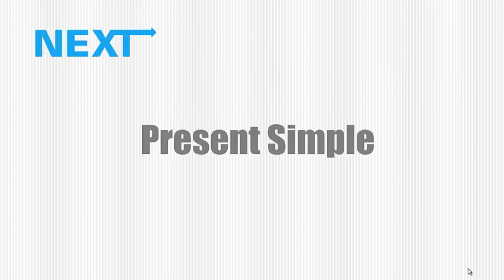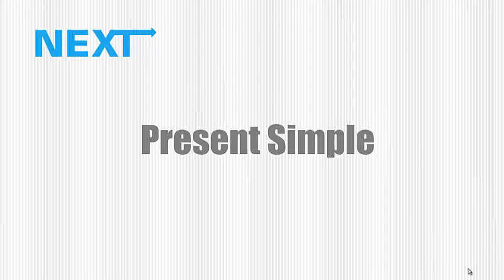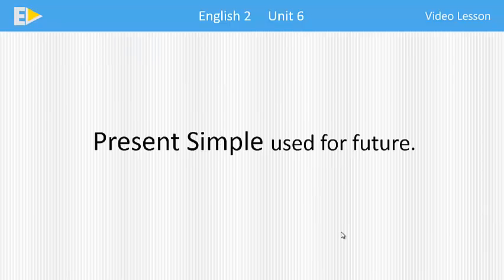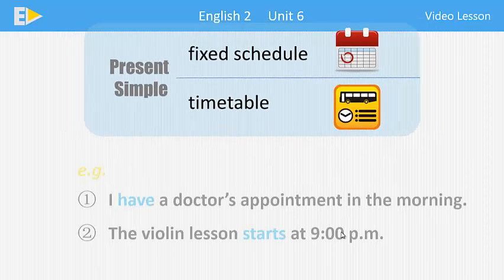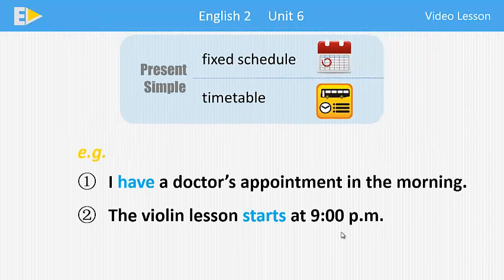Next, let's move on to talk about present simple with future meaning. Present simple can also be used to talk about future events. We often use the present simple to describe events that are on a fixed schedule, or on a timetable. For example, I have a doctor's appointment in the morning. The violin lesson starts at 9 p.m.